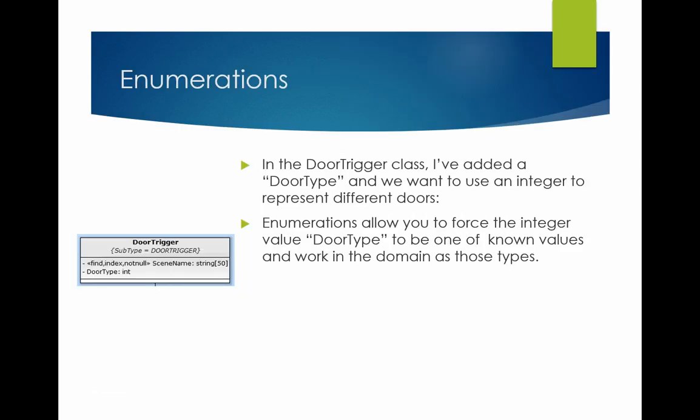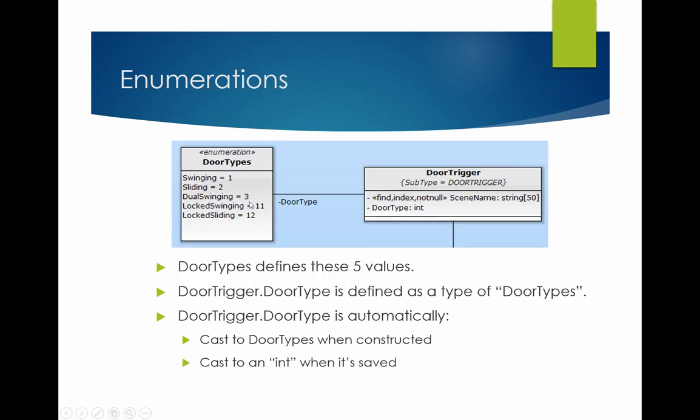Enumerations. So this is working with restricted values. In the door trigger class, I've added a type called door type, and it's an integer. What we really want to do is use an enumeration to work with the door type. So we can do that by creating an enumeration called door types. So here's all the door types with their various values.